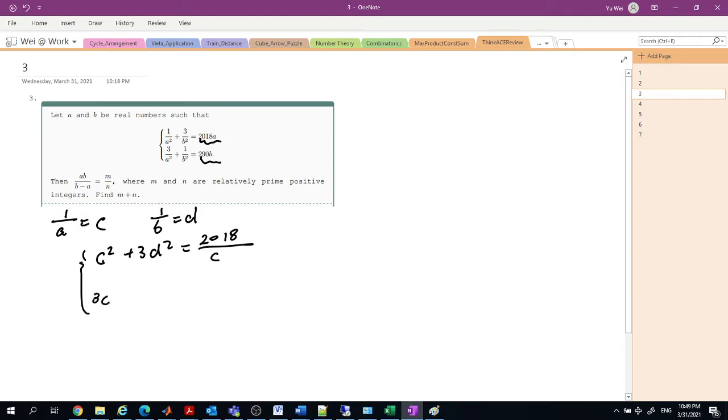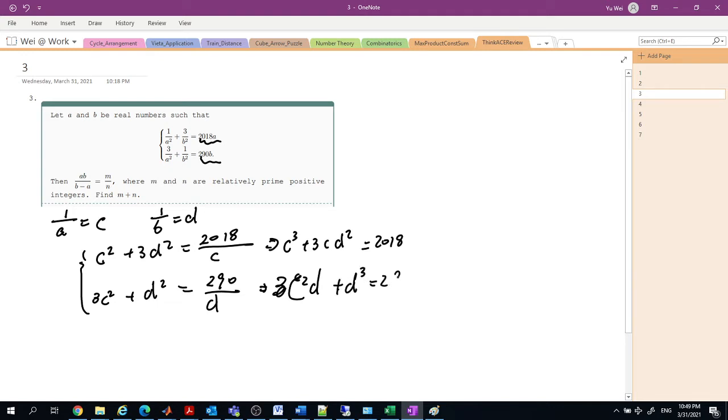And we have 3c squared plus d squared equals 290 over d. Equivalently, c cubed plus 3cd squared equals 2018, and 3c squared d plus d cubed equals 290. Okay, so this one, the 3cd squared and 3c squared d, it's really like the difference of cubes, right?